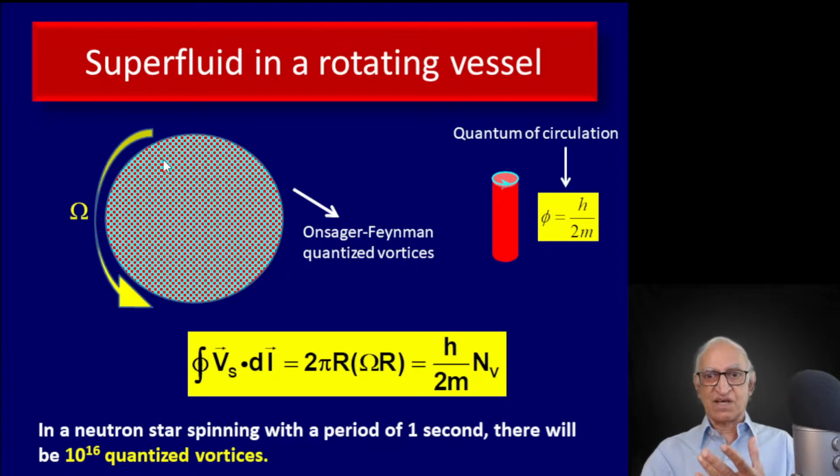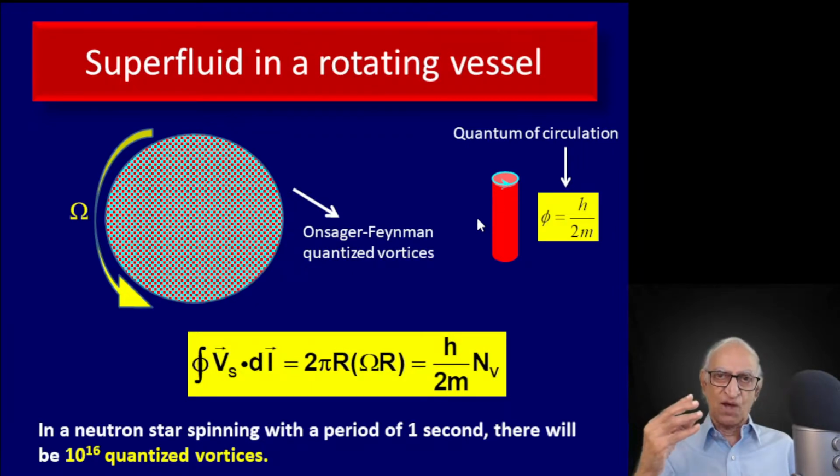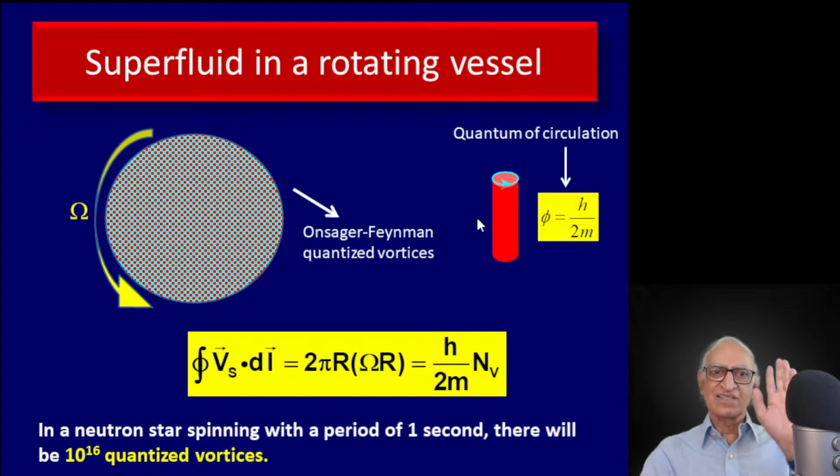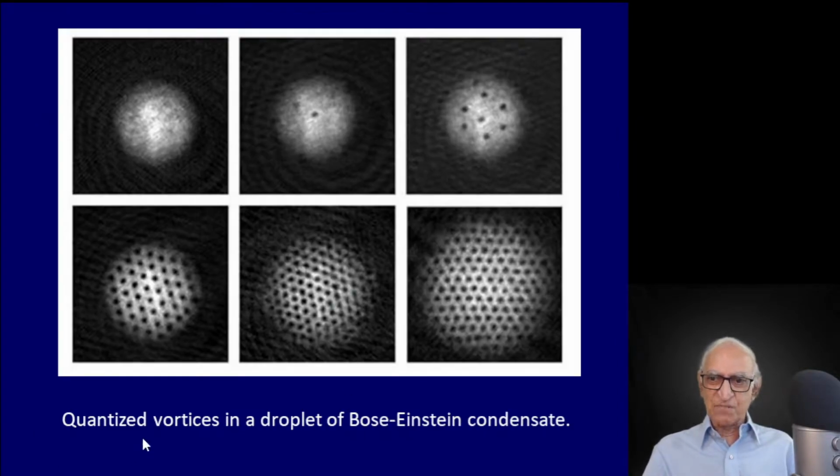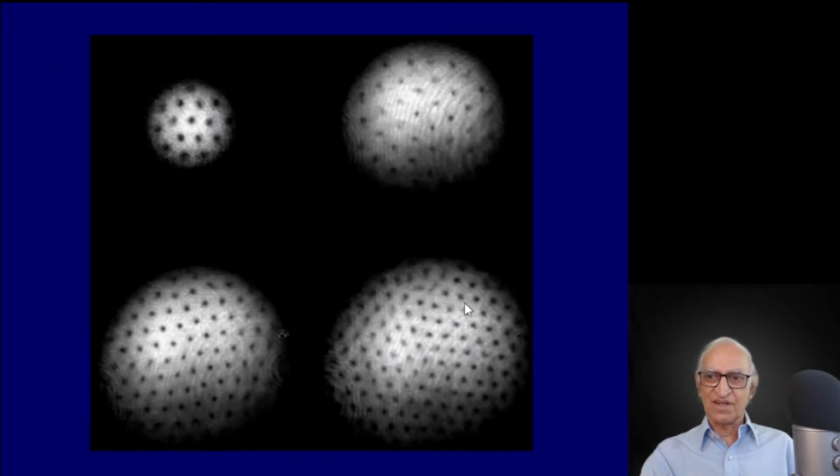Now, in a neutron star spinning with a period of 1 second, once every second it rotates, you can estimate that there are roughly 10 to the power 16 quantized vortices, as argued by Lars Onsager in 1949, and by Feynman in 1956. Now you will say this is all science fiction. I don't think so, because recently Bose-Einstein condensation has been achieved by trapping atoms in crossed laser light. And as you rotate these droplets, you see these quantized vortices appearing, and the number of vortices increases as you spin the droplets faster and faster, exactly as Feynman and Onsager, or Onsager and Feynman, had said a long time ago. So here is another spectacular picture of experimental proof of quantized vortices.